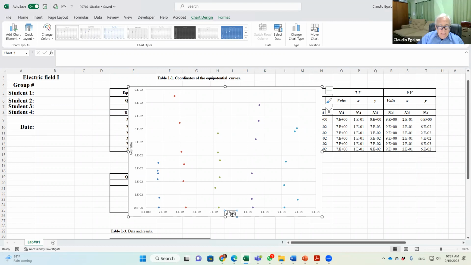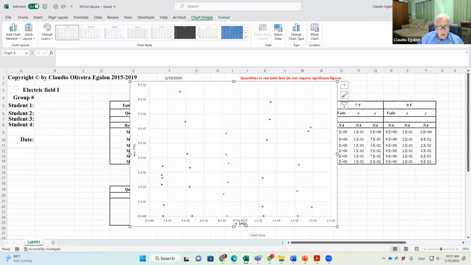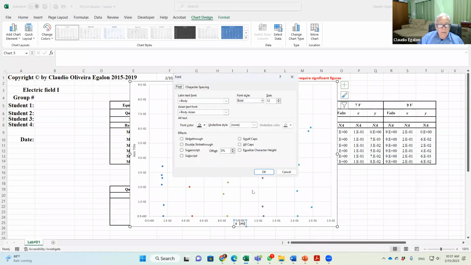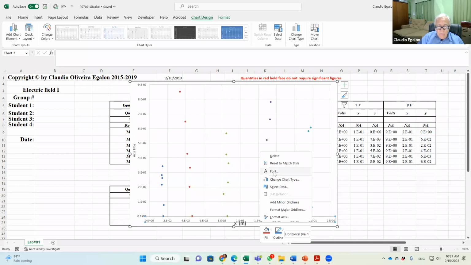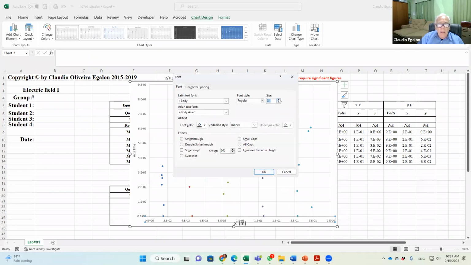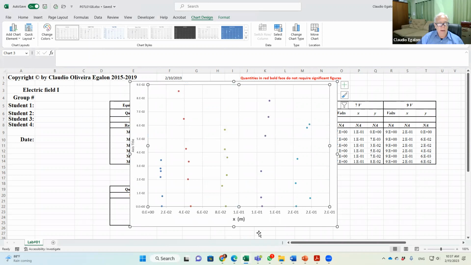Did I get font 12? Yes, I got font 12. Actually, we should go larger than that because it's too small for me. Here you go. Right click, font. All folks are going to have to learn Excel one day, earlier or later, because you need to use this software in your job. I want to get this one to 12. Here you go, and yes, better now.